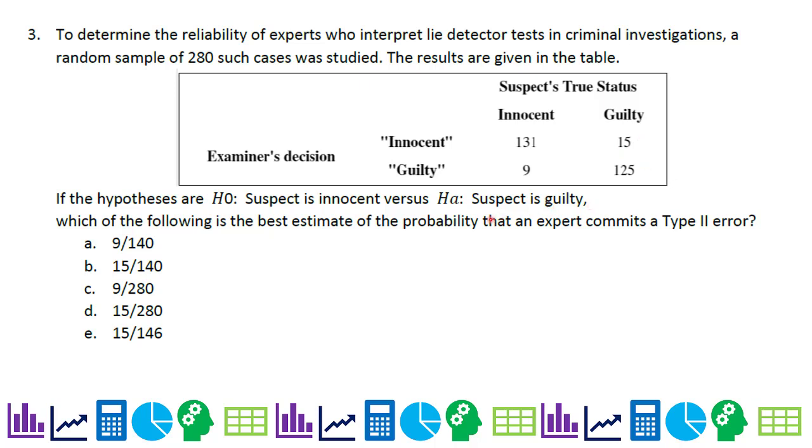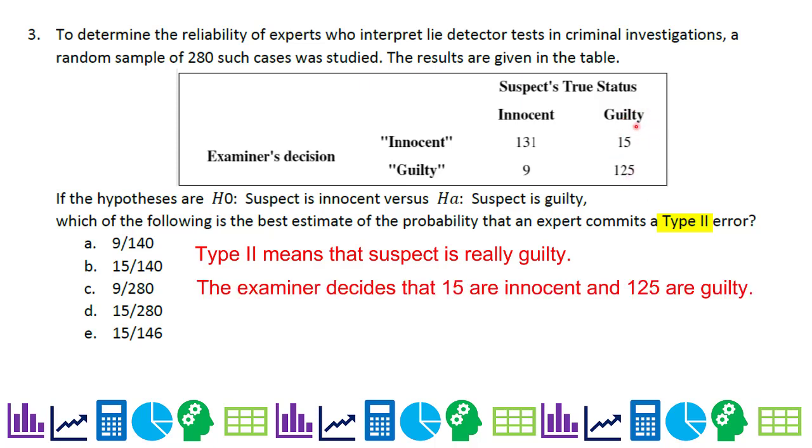If the hypotheses are the null is the suspect is innocent versus the alternate that he's guilty, which of the following is the best estimate of the probability that an expert commits a type 2 error? So a type 2 error means that the suspect is really guilty. So that means we are over here in this column of guilty. The examiner decides 15 are innocent and 125 are guilty out of a total of 140. So your answer is B.